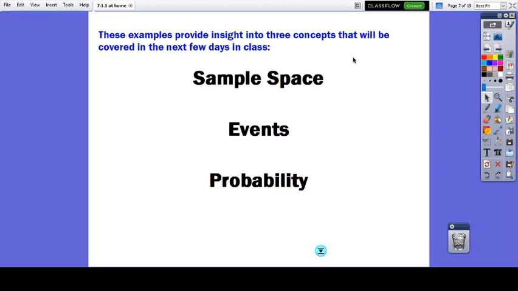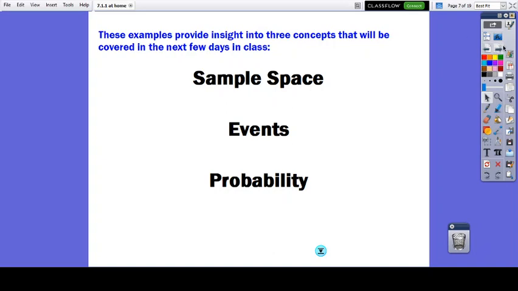So these examples provide insight into 3 concepts. They're going to cover the next few days in class here or at home, however you want to say it. And those words are sample space, events, and probability. Sample space is the main idea for today. We'll get into the events toward the end of today, and we're talking about probability through all of this.